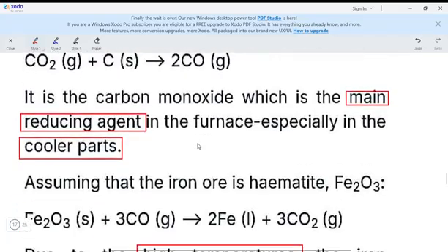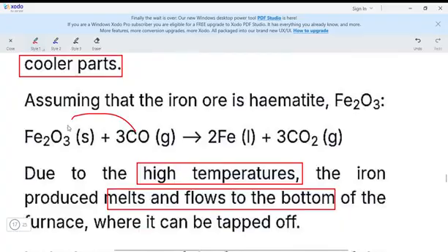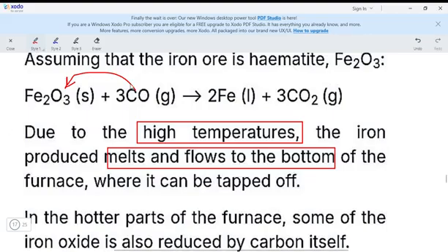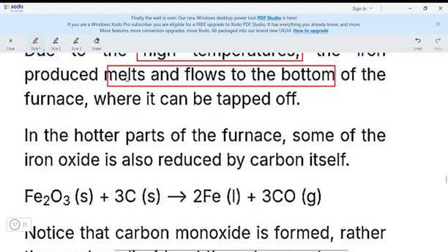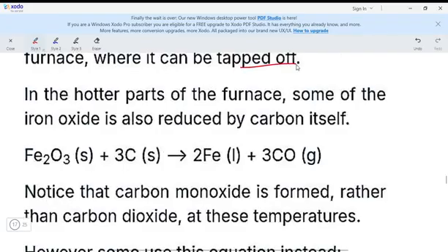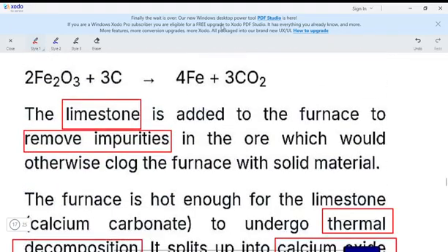So what will you now use this carbon monoxide for? The carbon monoxide is now the one that will go and meet the iron oxide, that's the hematite, and reduce it to ordinary iron, so that the CO will increase to CO2 by picking oxygen here. Due to high temperature, the iron produced will melt. It will be flowing at the bottom where you are going to tap off that iron as our product.